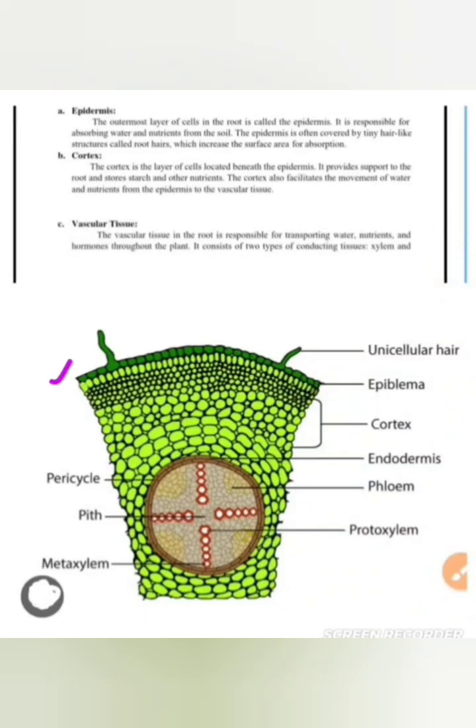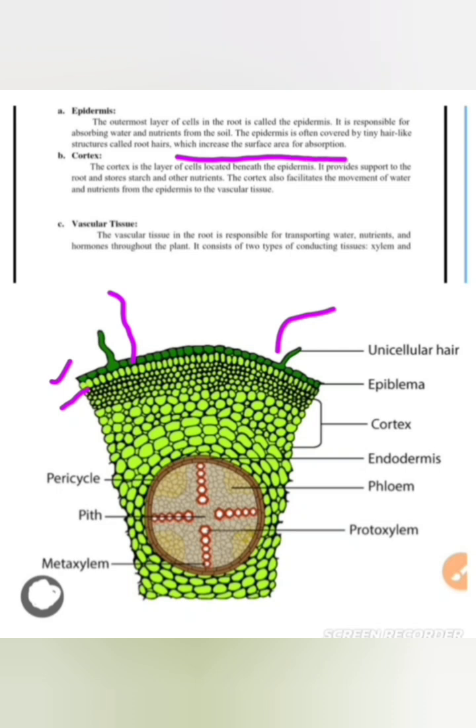Epidermis: the outermost layer of cells in the root is called the epidermis, and it is responsible for the absorption of water and nutrients from the soil. This epidermis is covered by thin hair-like structures called root hairs, and these root hairs increase the surface area for absorption.